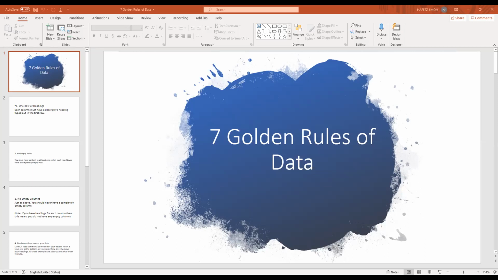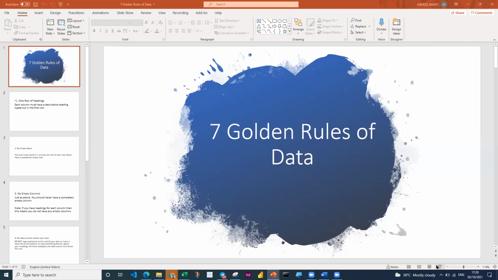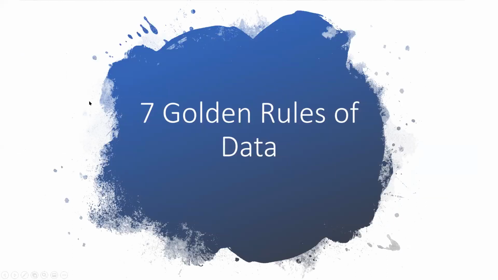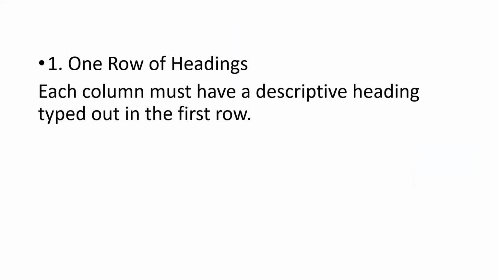So there are a lot of things wrong with it. That is why I'm going to share this PowerPoint slide. We have the 7 golden rules of data. Once any of these rules is not present in any data you want to work with, we say that data is dirty. It might not be dirty in the form of actual values, it might be just the structure of the data. The first of them is that we need to have one row of headings, which means that each column must have a descriptive heading typed out in the first row.